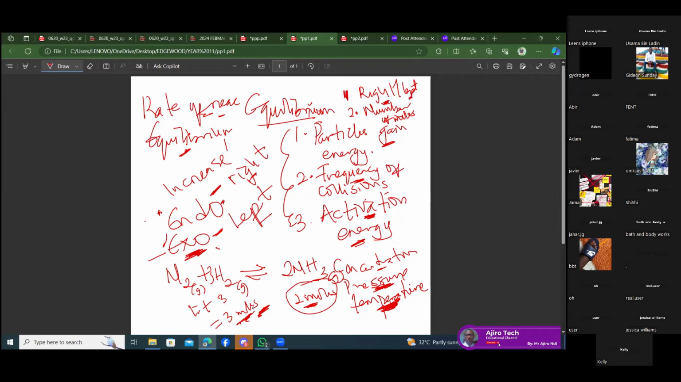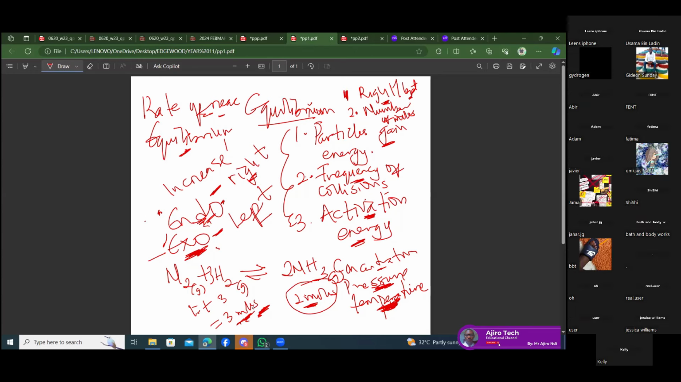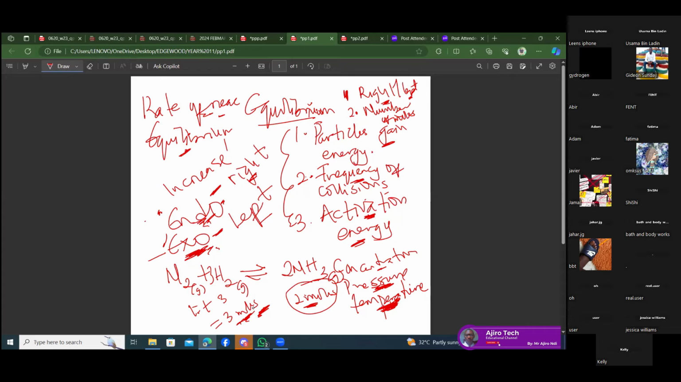I believe this information is clear enough. So for temperature, we are looking at if it is endo or exo, and you have to tell us where the equilibrium shifts to. And the reason why it is shifting is because it's either endothermic or exothermic. For pressure, you tell us where equilibrium shifts to, and you tell us that the reason why it is shifting is because of the number of moles. Where are there more moles or where are there lesser number of moles? So these are the 2 things you need to consider.